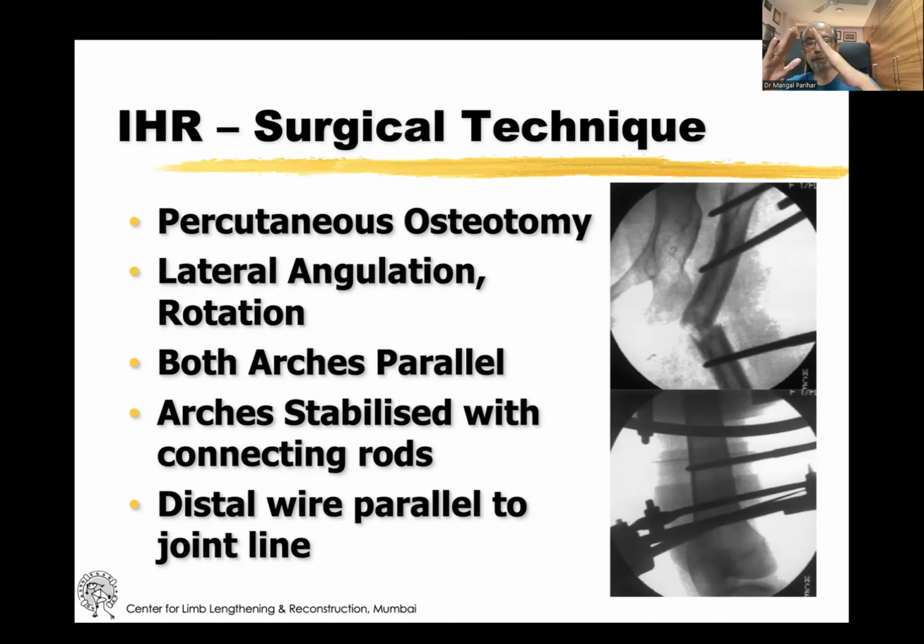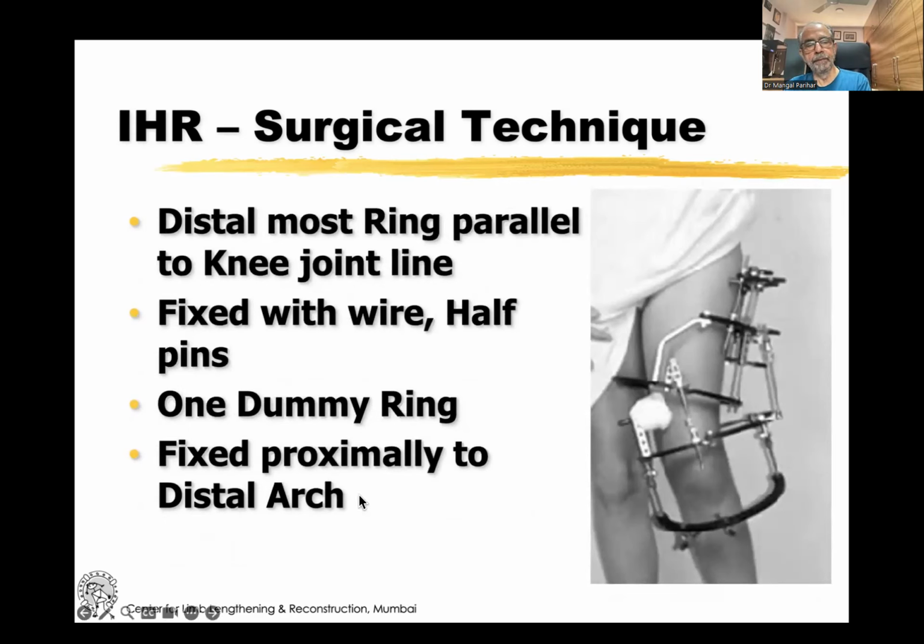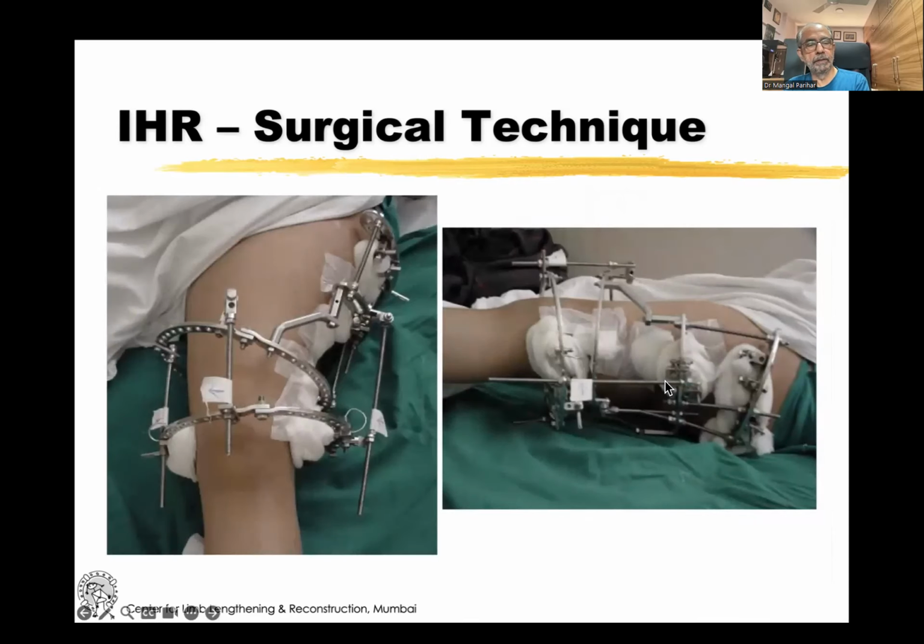But in addition, you can play with the arches, looking at them from the lateral in terms of flexion or extension to get that. Okay. And you stabilize those arches with connecting rods, and then the distal wire is parallel to the joint line. So this is what it looks like. Now here we've got a hinge, and this is still not angulated. So we distract in this direction, and once length is achieved, then we do the deformity correction through this hinge. So that's what it looks like when you do an Ilizarov.